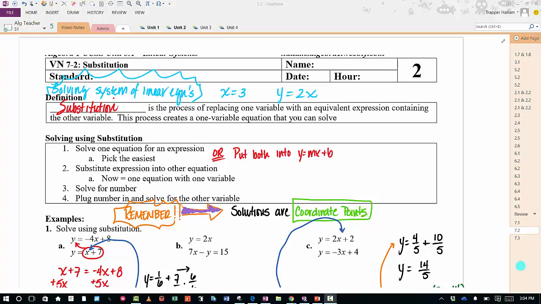Okay, everybody out there watching, hi and welcome to our notes on 7.2, which is solving systems of linear equations using substitution. I've got three quick examples I want to give you, but first let's talk about what substitution is. You've done this before.